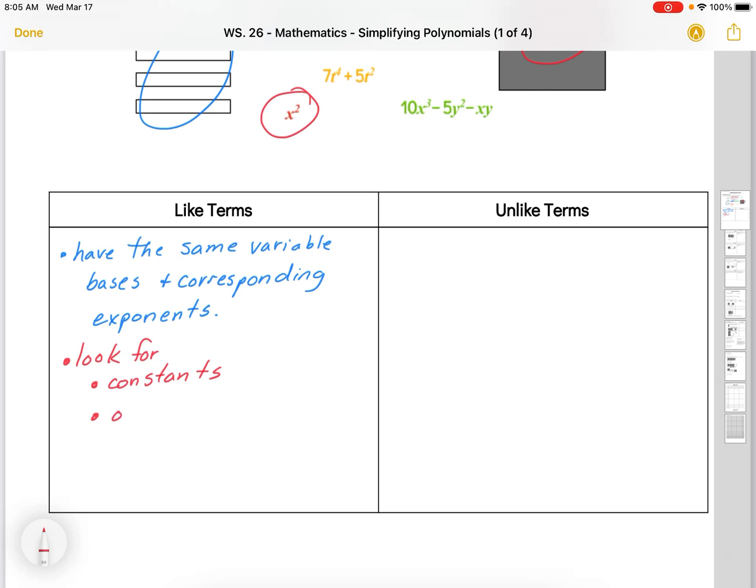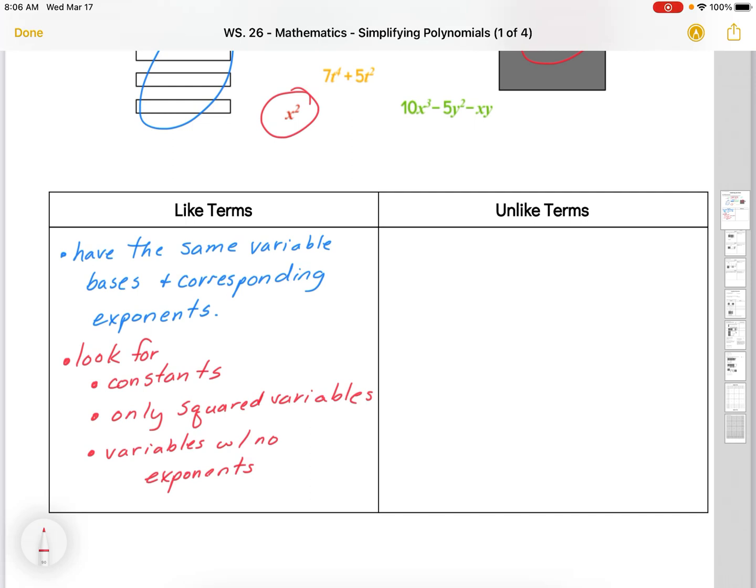Look for only squared variables. X squared, whether you have 3x squared, minus 7x squared, 13x squared, they're all going to be like terms. Look for variables with no exponents. So 3a, 14a, minus 2a, those are all like terms, okay?